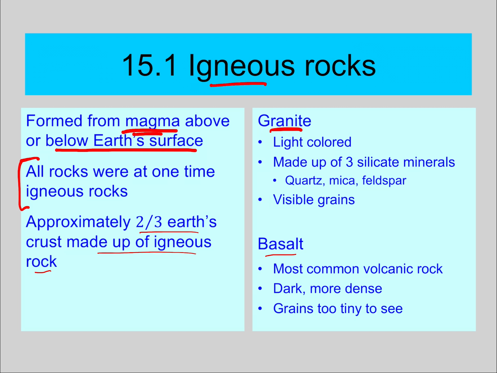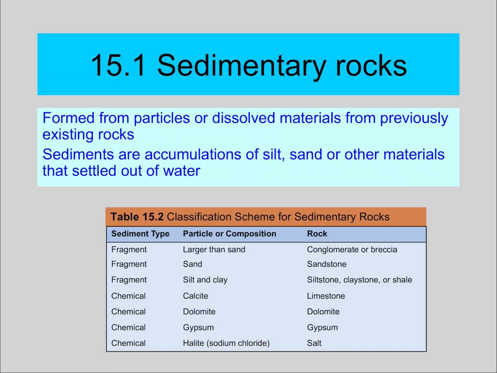The two most common forms of igneous rock that we see are granite and basalt. Granite is the same granite as granite countertops that you may be familiar with. They tend to be lightly colored, made up of three silicate minerals: quartz, mica, and feldspar. And they have visible grains. Basalt, on the other hand, is the most common volcanic rock. Dark, more dense. The grains in a basalt rock are too tiny to see, so it would just look like a black rock, charcoal, whereas in granite you have very visible chunks of different colored materials.